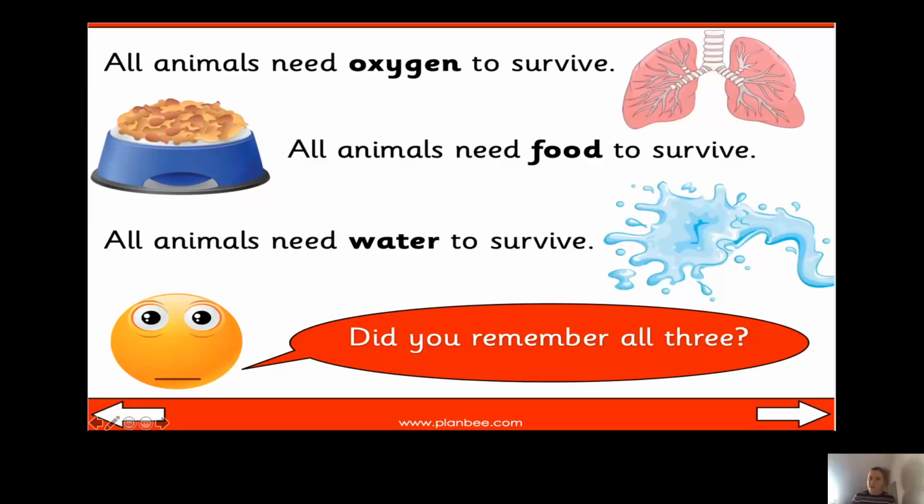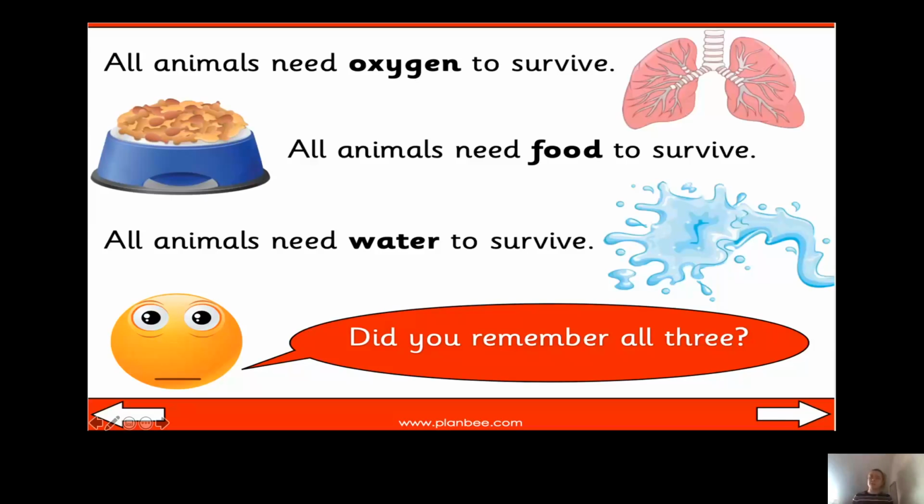Now, the last basic need for survival that we learned about was that all animals need water to survive. They need this water to keep them hydrated. And again, there are different ways in which animals can get this water. So remember, the first way is by eating, okay? So animals can get water by eating plants. So a herbivore and an omnivore can get the water that they need to survive by eating these plants.